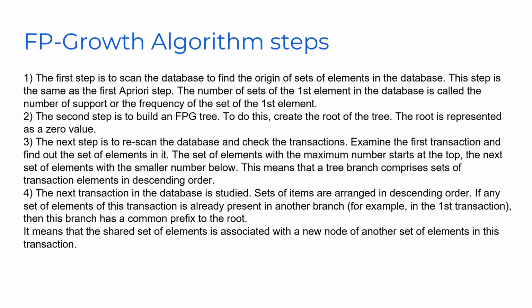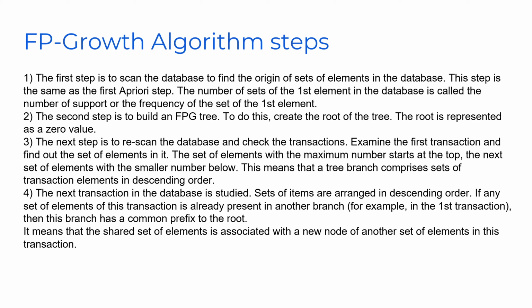The next step is to rescan the database and check the transactions. Examine the first transaction and find out the set of elements in it. The element with the maximum count starts at the top. The next element with a smaller count is below. This means that a tree branch comprises the elements of a transaction in descending order.